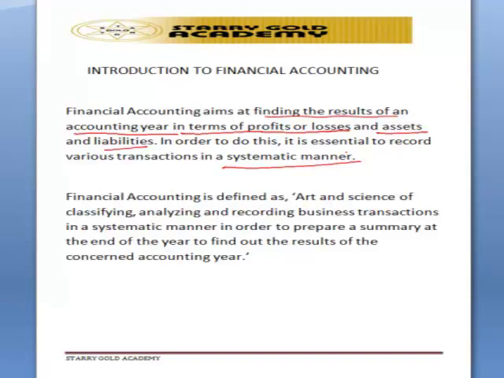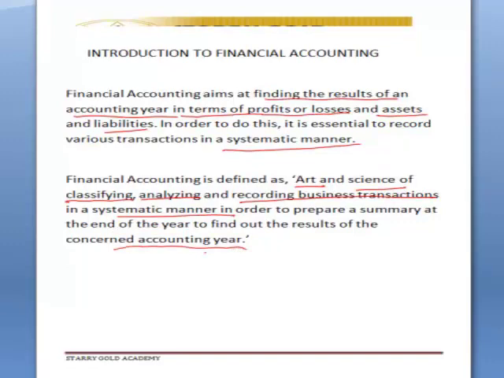So, financial accounting is an art and also a science. The first thing is classifying. Those business transactions, we will classify them. Secondly, we'll also analyze those transactions. Thirdly, recording business transactions in a systematic manner in order to prepare a summary at the end of the year to find out the result of the concerned accounting year.